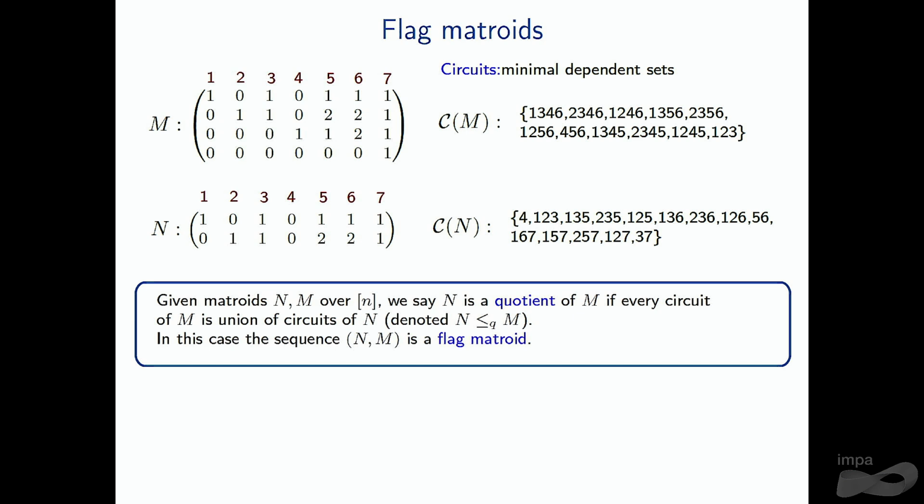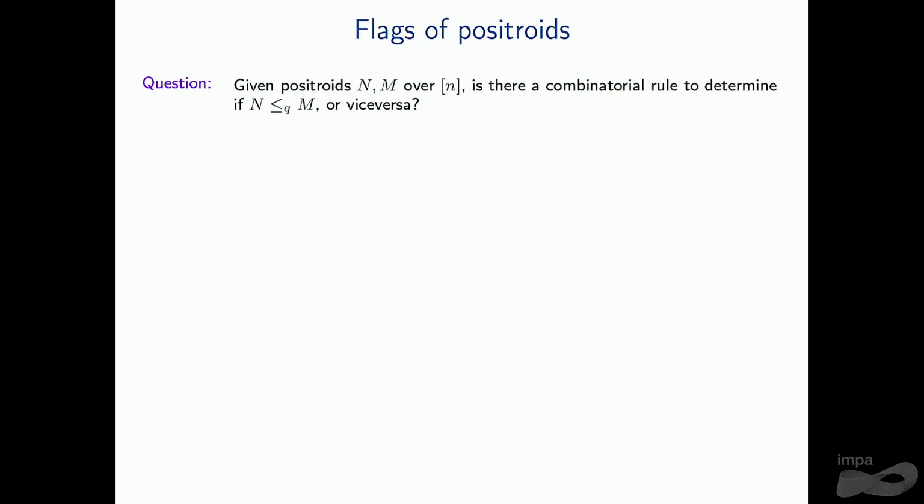So one definition is saying that if you have 2 matroids on the same ground set, you can say that, in this case, N is a quotient of M if every circuit of the big one is a union of circuits in the small one. And when you have that a matroid is a quotient of another, that's just saying that those 2 matroids form a flag matroid. Okay? And as I said, there are lots of ways of thinking of them. So one question is, as I told you, when you work with positroids, you realize the rich combinatorics that they have. And one may wonder if you can determine, given 2 positroids using their combinatorics, when one is a quotient of the other.